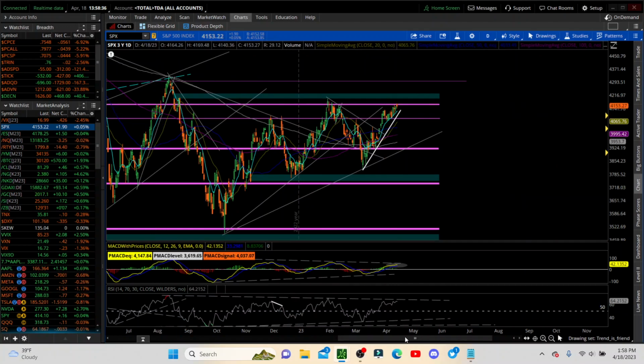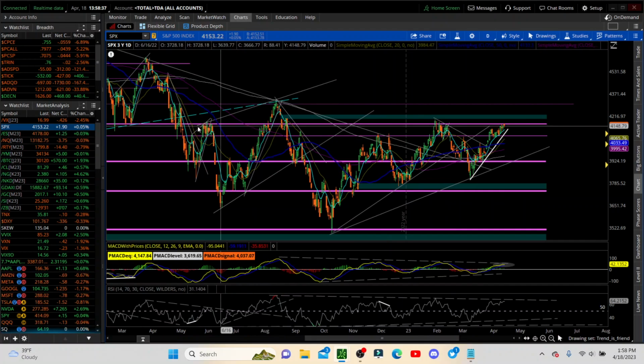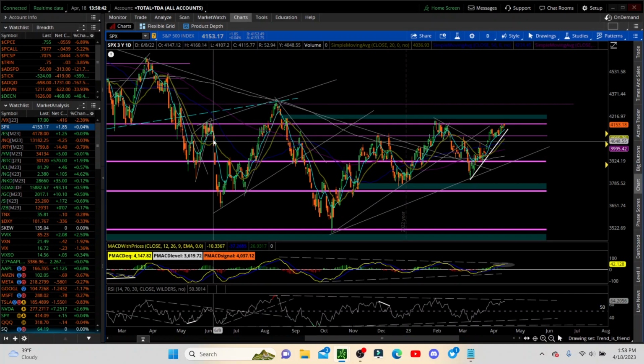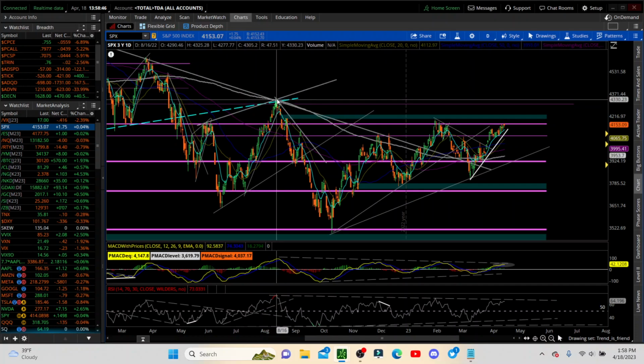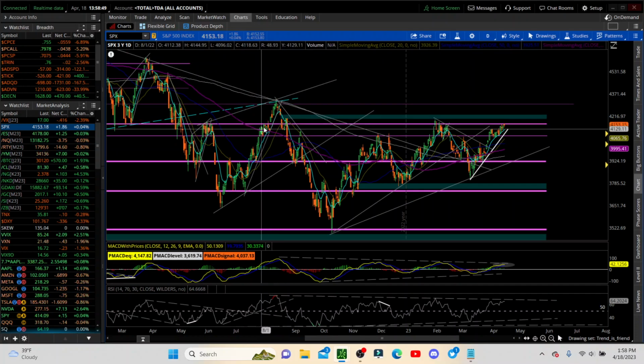You go back a little bit. Same thing. Chop zone here. You see it chopping back and forth. We didn't get resolution until we broke down from it. Okay. This one, we broke above it. Nice big move. But you notice there's chop in between.